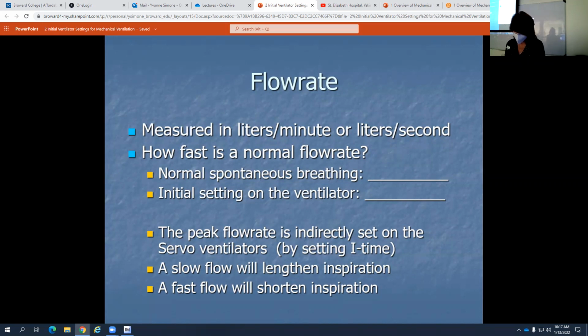Next thing is flow rate. So flow rate is either measured in liters per minute or liters per second. How fast is a normal flow rate? So when you're sitting at your desk and you're breathing in your tidal volume, how fast do you think the air is flowing into your lungs? Did you go through this when you were talking about venti masks in your equipment lecture? Like what is a normal inspiratory flow rate?